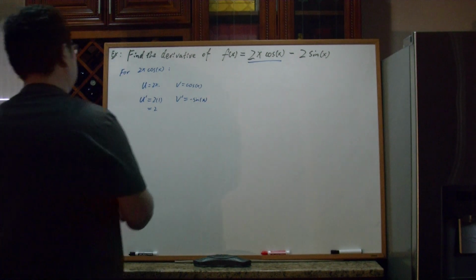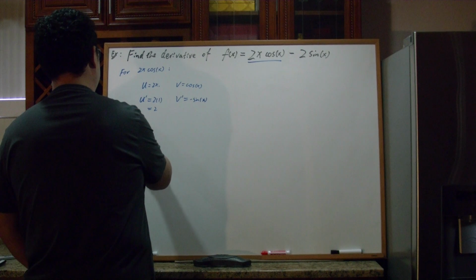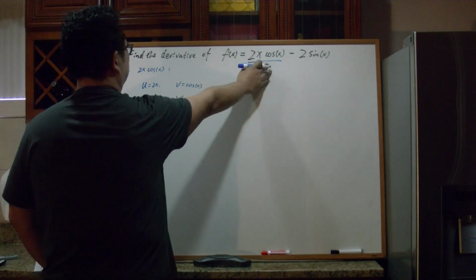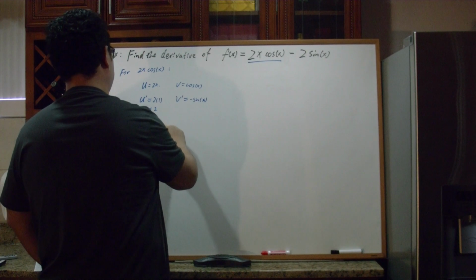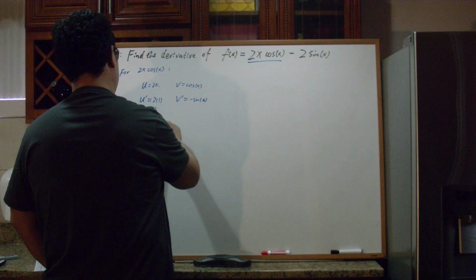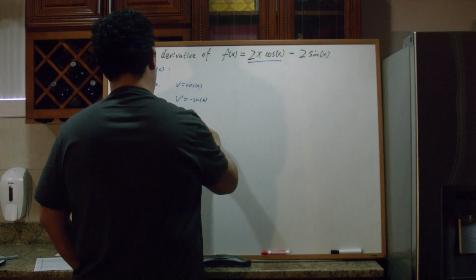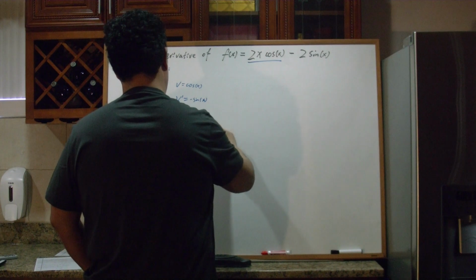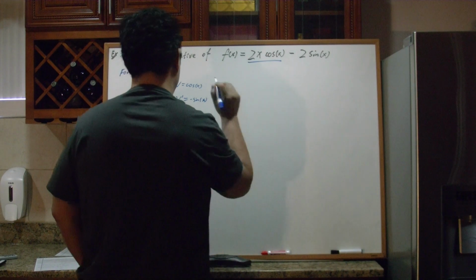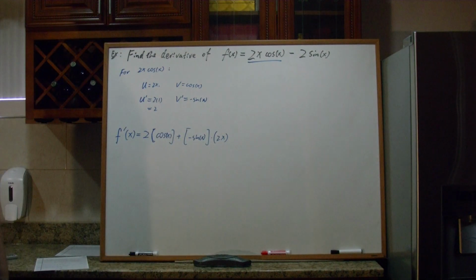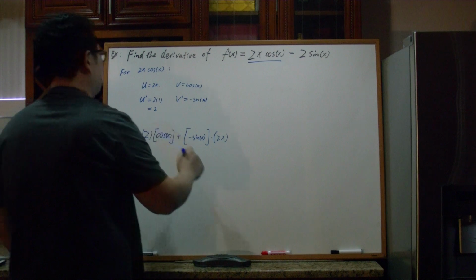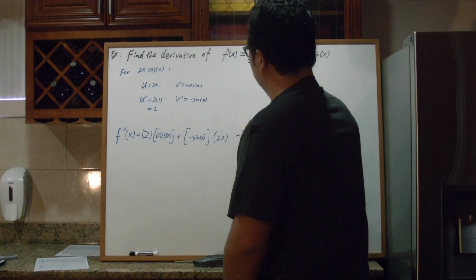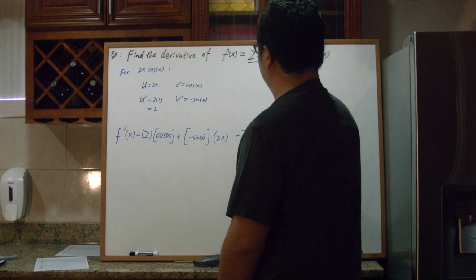That's what we have. So f prime of x could be done that way, well, the first underlined part should be the derivative by the product rule: u prime times v plus v prime, that's negative sine of x, times u. Right, that's the first underlined expression. Then for the second part we have negative 2 times the derivative of sine x, which is cosine of x.